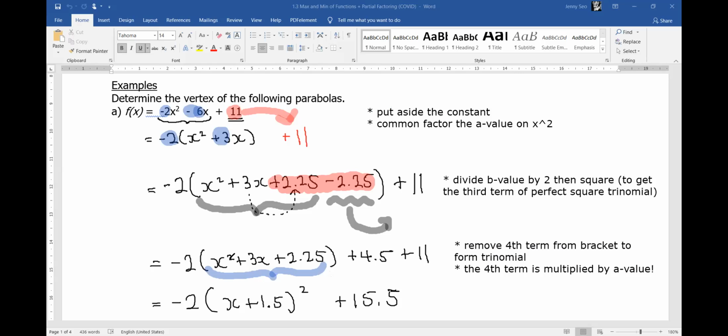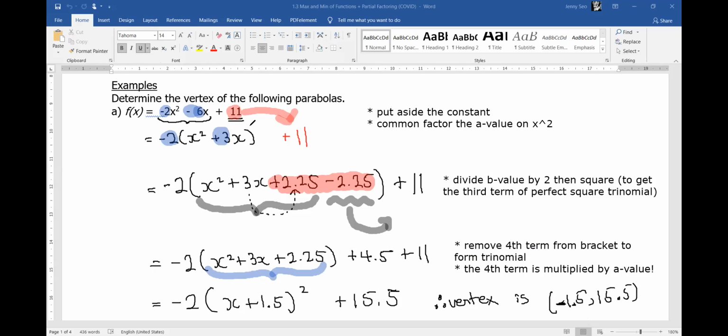Jonah, take a look. All that work was so that we can turn it into a trinomial, right? That's why I didn't take out the x squared. I didn't take out the x. I need the x squared there. That's why. And lastly, now that we have vertex form, you remember what we said about this number and that number? Those two numbers automatically give us the vertex, or the maximum or the minimum. Negative 1.5, 15.5. That's the vertex.